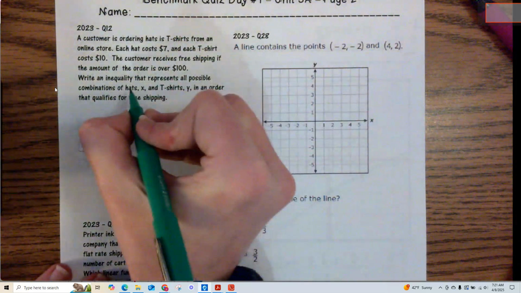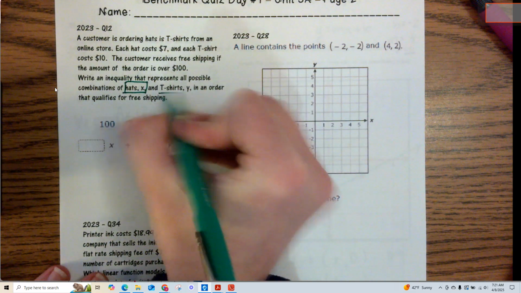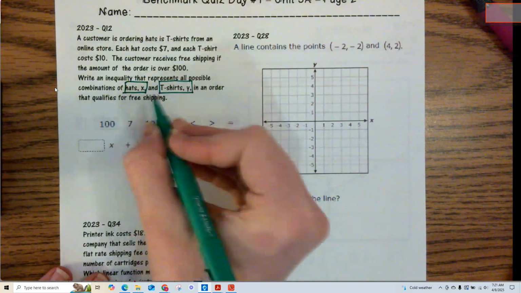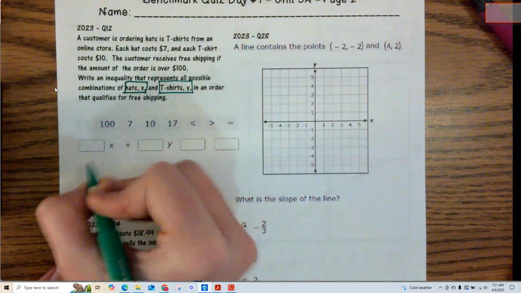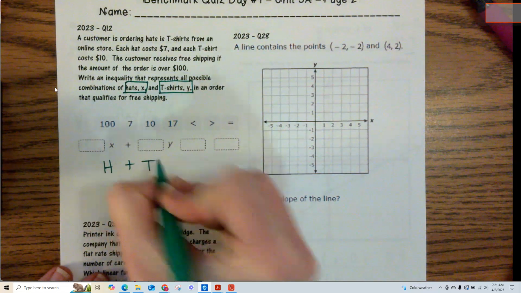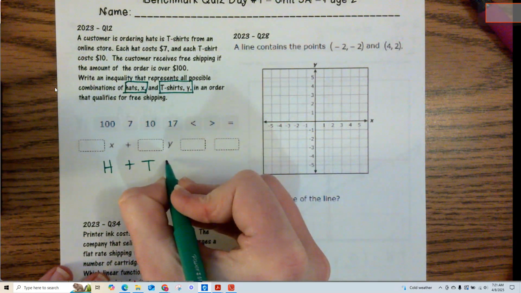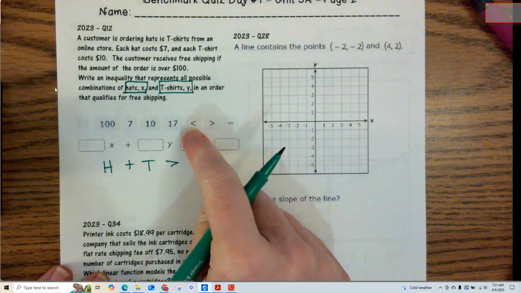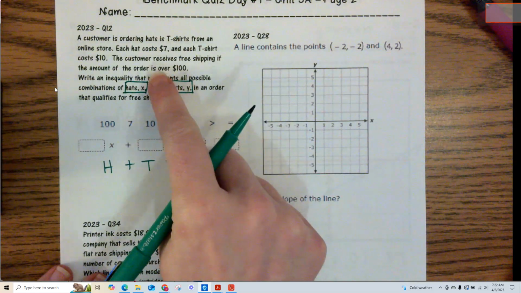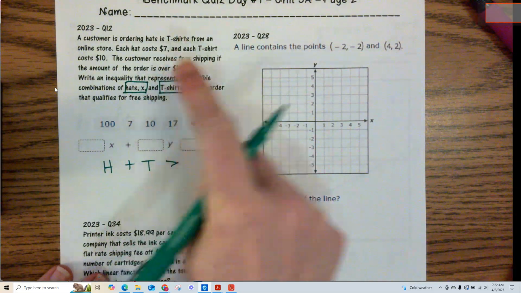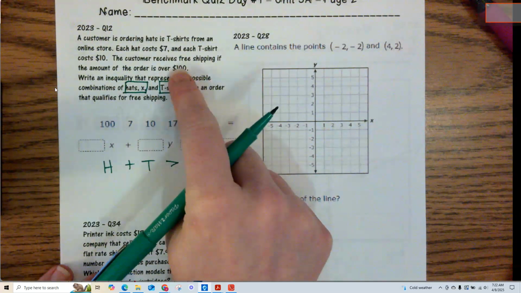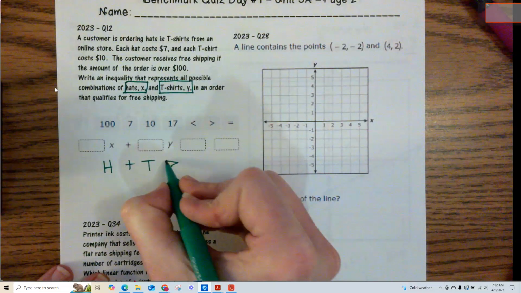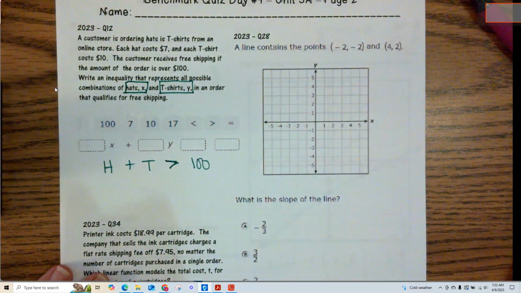Here's the important stuff. Hats are X. T-shirts are Y. So when we buy those things and the total is over $100, so hats plus t-shirts has to be greater than, I can look at my symbols here and pick, okay? How you know it's greater than or equal to, it will say that, if the amount of the order is $100 or more. This one just says over 100, which means 100 doesn't work, but $100.01 does work. So that helps with the signs. Has to be over $100.